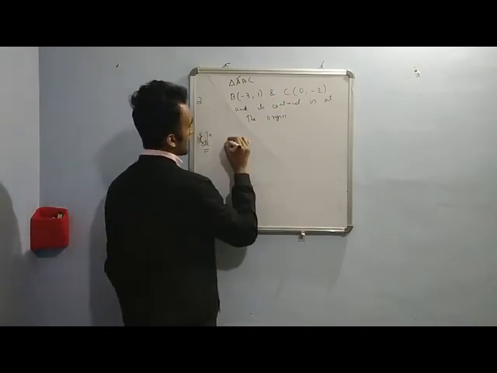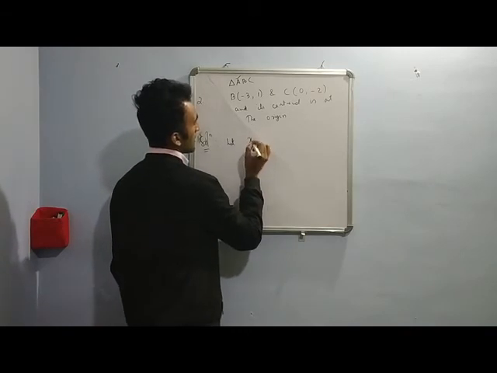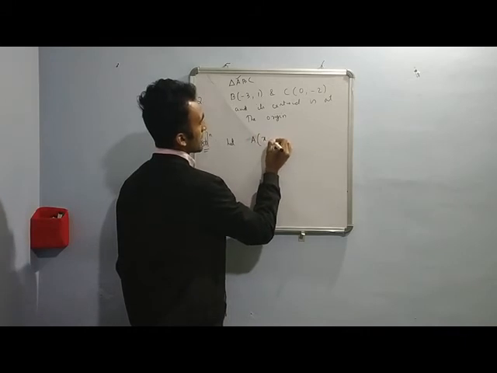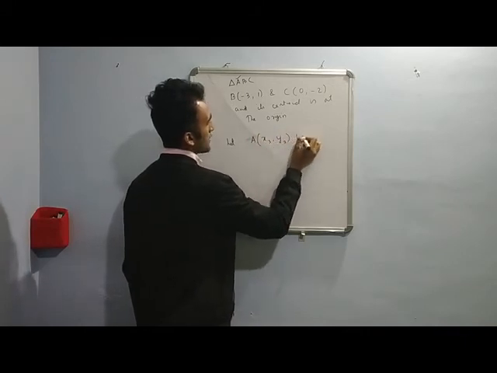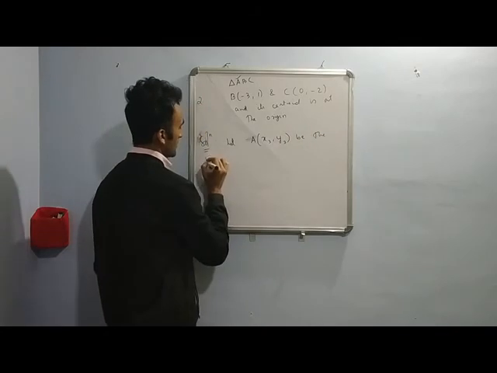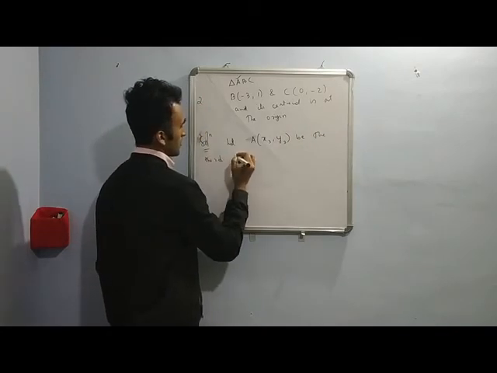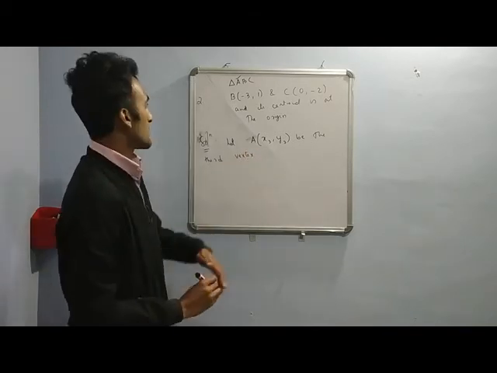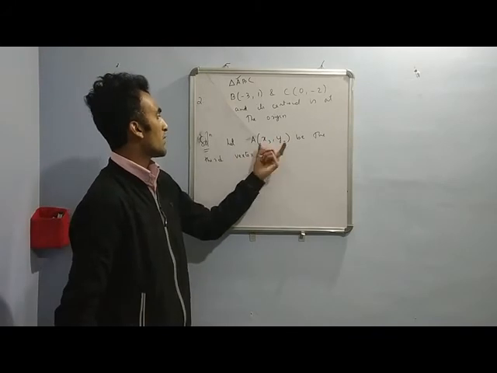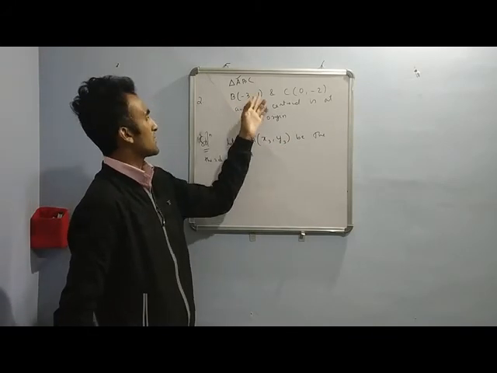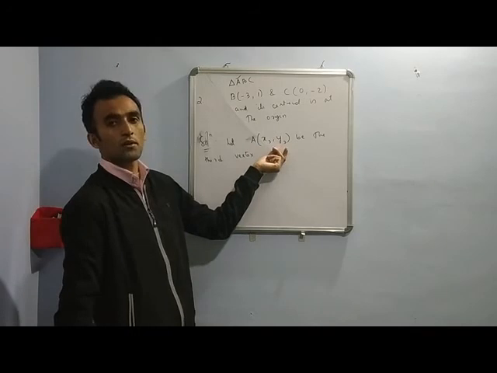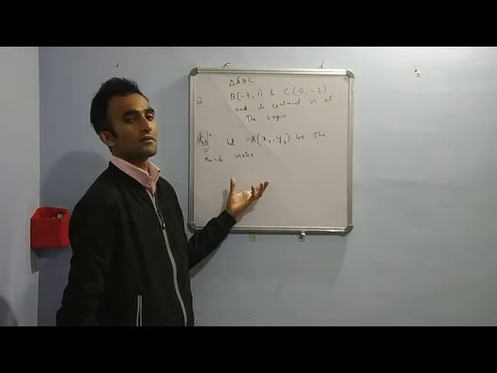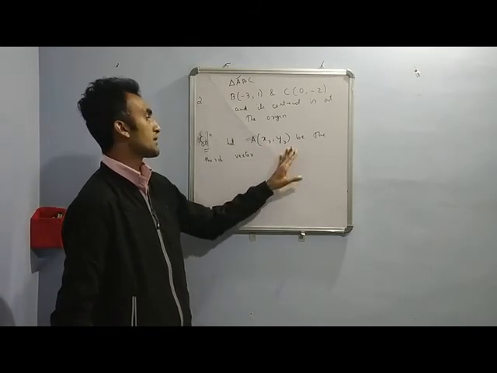Now what will I do? Let A x3 comma y3 be the third vertex. I hope it's clear. Why? Because A is missing, so A x3 comma y3 I wrote. It doesn't mean that A means x1 comma y1. You can write anything. You can write let A x1 comma y1 be the third vertex. It's up to you. I'm taking this one as the last one. Doesn't matter.